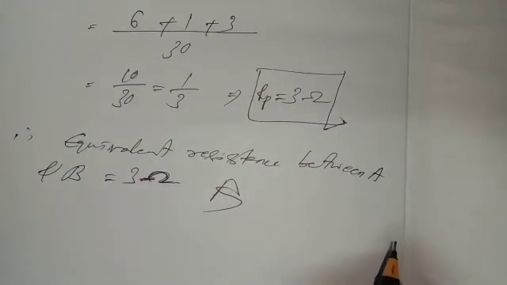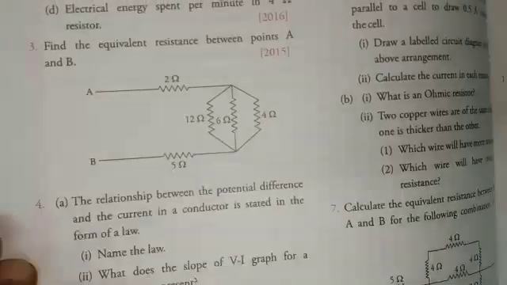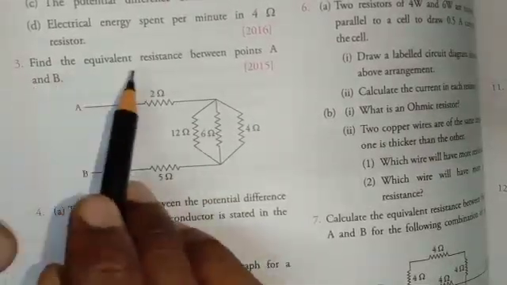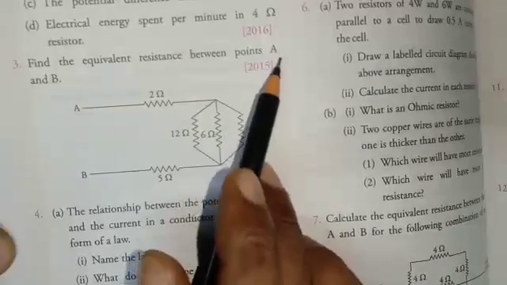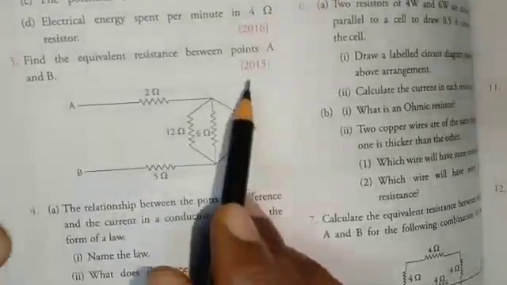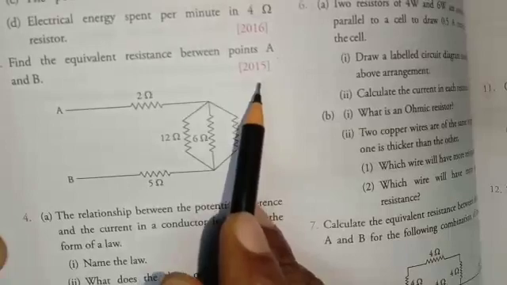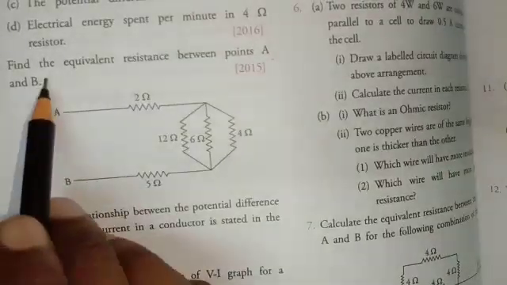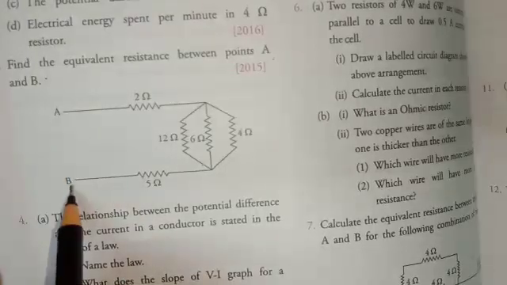Let us go to the next question. Question number 2. See, find the equivalent resistance between the points A and B. This question has come in the year 2015 in ICSE class 10. Find the equivalent resistance between A and B.